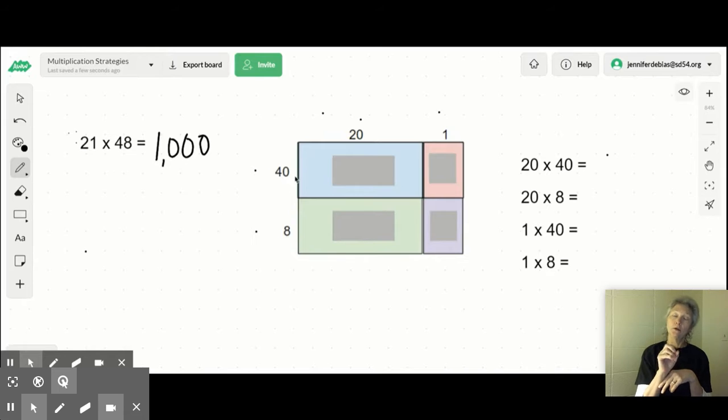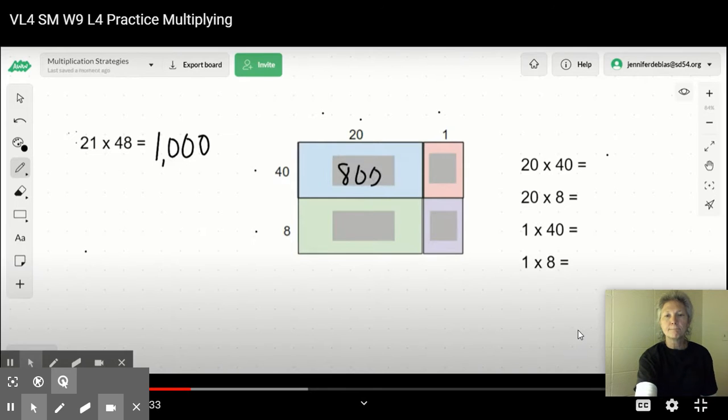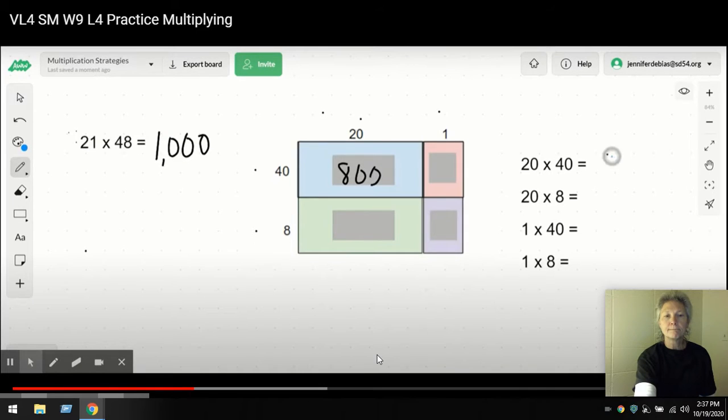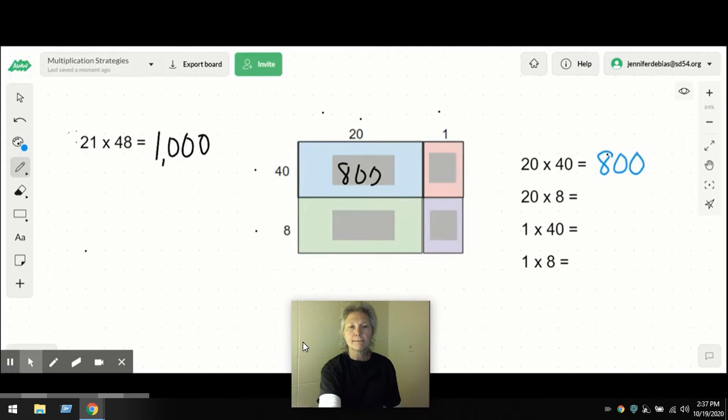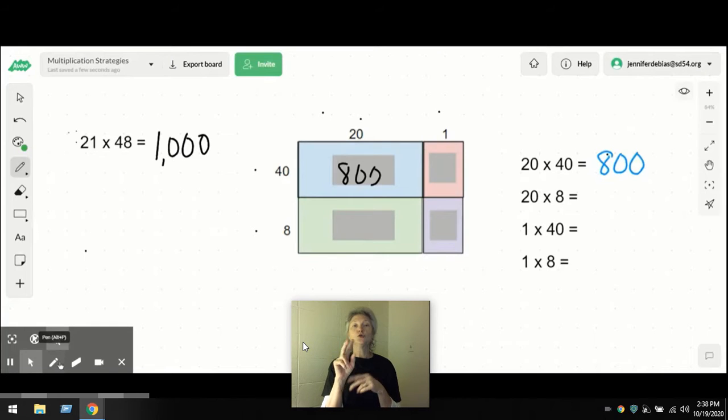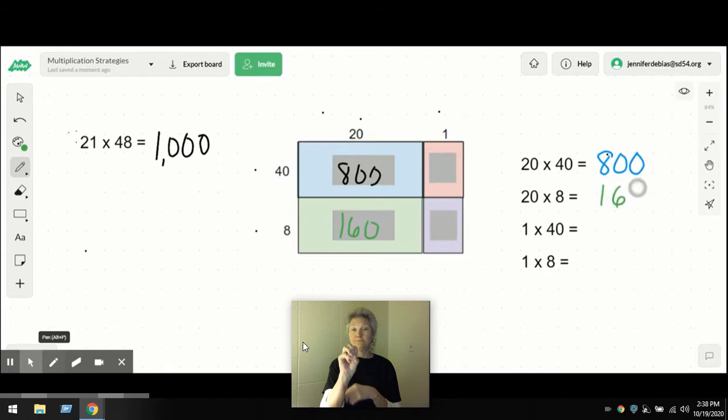Okay, so 20 times 40. Well, 20 times 40 is the same as 40 times 2 tens, which would be 80 tens or 800. I'm going to actually write that in blue over here so I can keep track of my colors to match it with the blue box. So now I'm going to do 20 times 8. So I'm going to switch to green. 20 times 8, well, that would be like 2 tens times 8, which is 16 tens or 160.